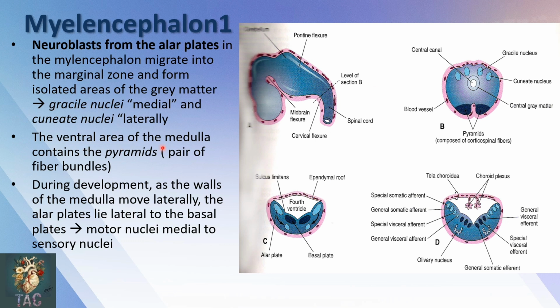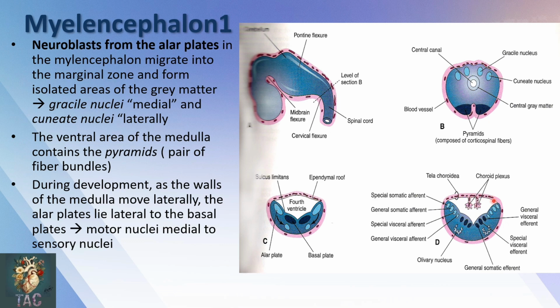The ventral area of the medulla contains the pyramids, a pair of fiber bundles. So here you can see the pyramids. During further development, as the walls of the medulla move laterally, the alar plates lie lateral to the basal plates. So the motor nuclei are medial to the sensory nuclei. So in this diagram, you can see the lateral walls of the medulla are moving laterally.